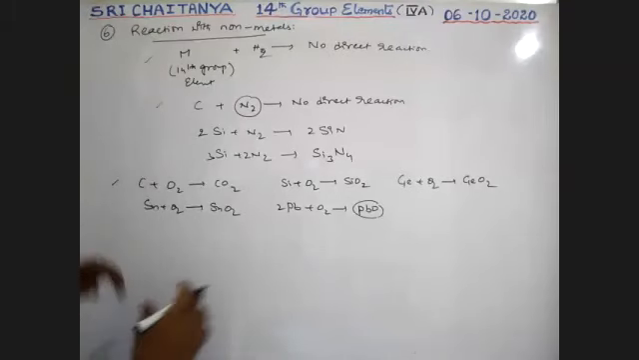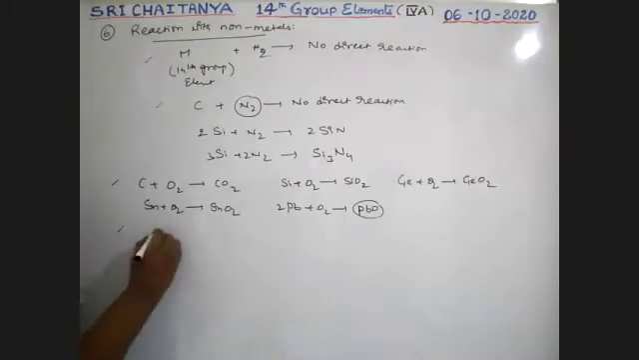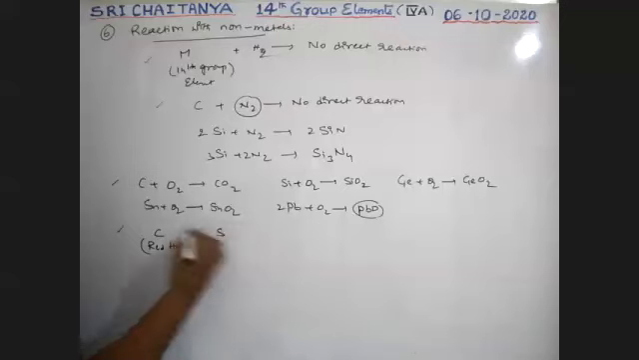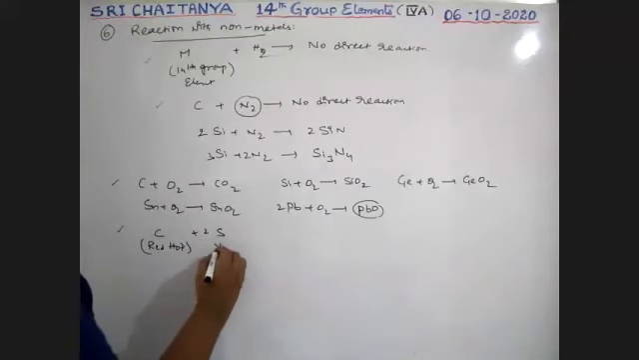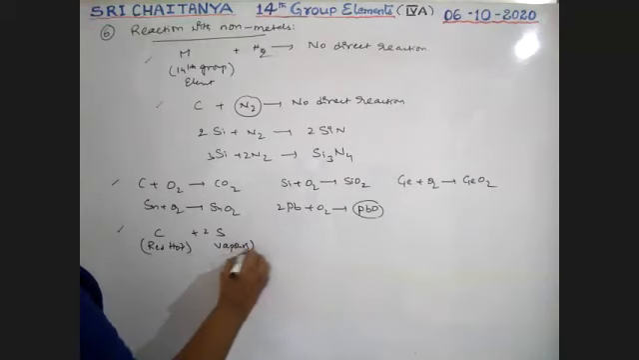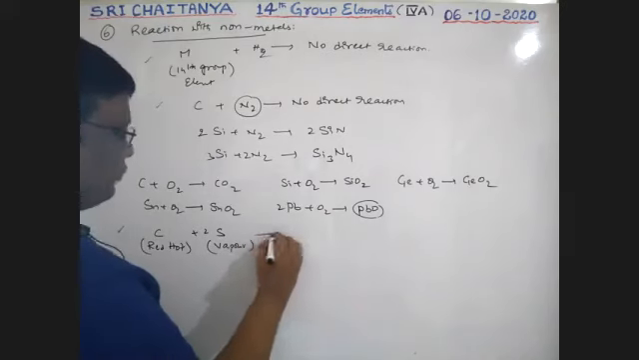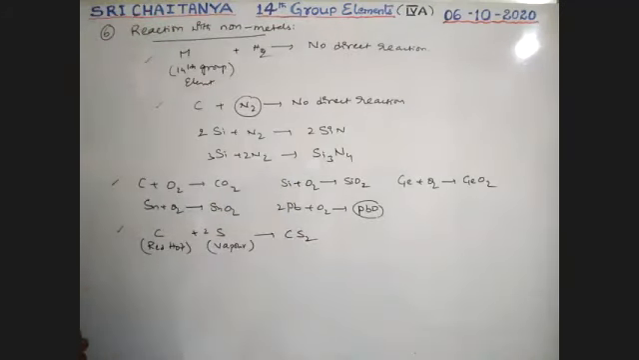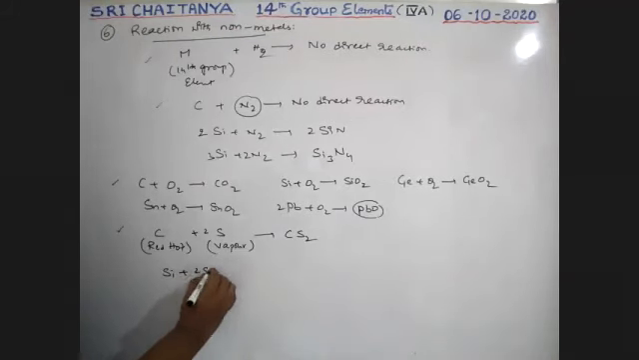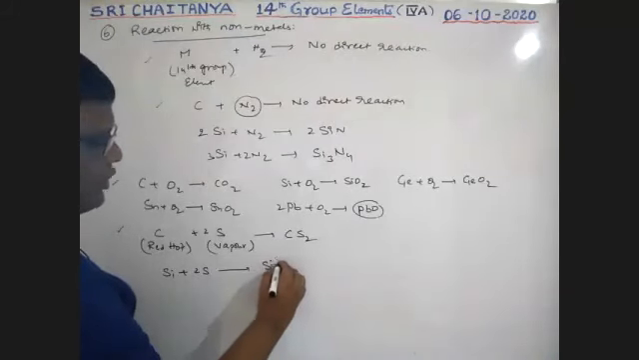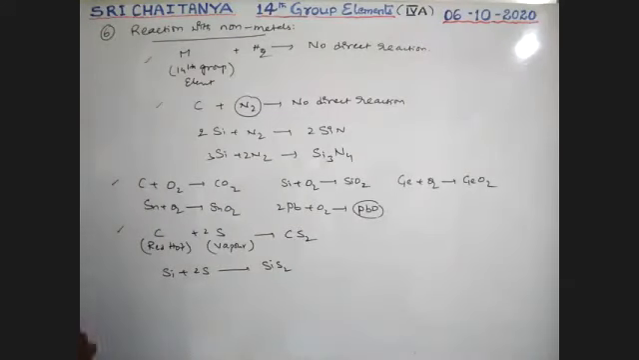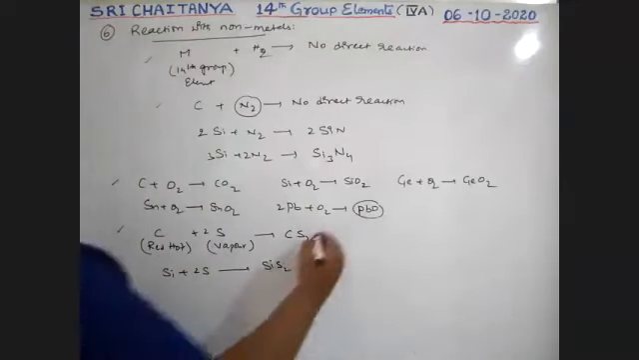Now reaction with sulfur. Sulfur is also a non-metal. Carbon up to red hot condition reacts with sulfur in the vapor phase. Reaction with vaporized sulfur gives CS2, carbon disulfide. Similarly, silicon reacts directly with sulfur, boys. With two sulfurs that gives SiS2. CS2 and SiS2.